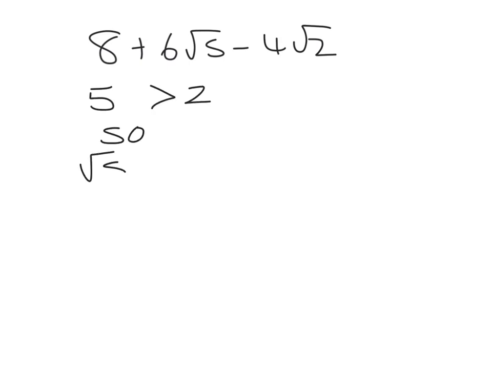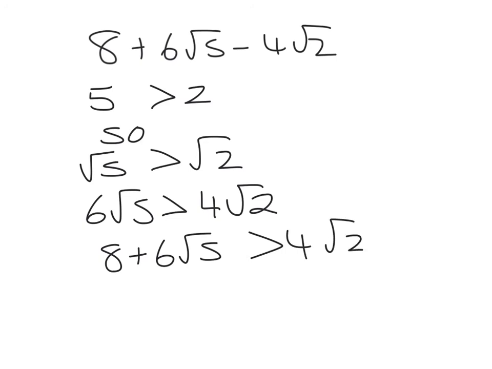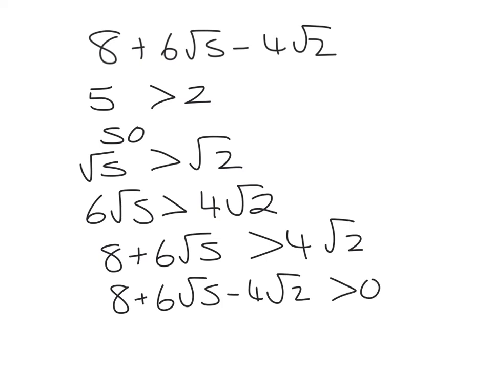So the square root of 5 is greater than the square root of 2, which means that 6 root 5 is greater than 4 root 2. So 8 plus 6 root 5 must be greater than 4 root 2. So 8 plus 6 root 5 minus 4 root 2 must be greater than 0. No words, just using inequality signs.